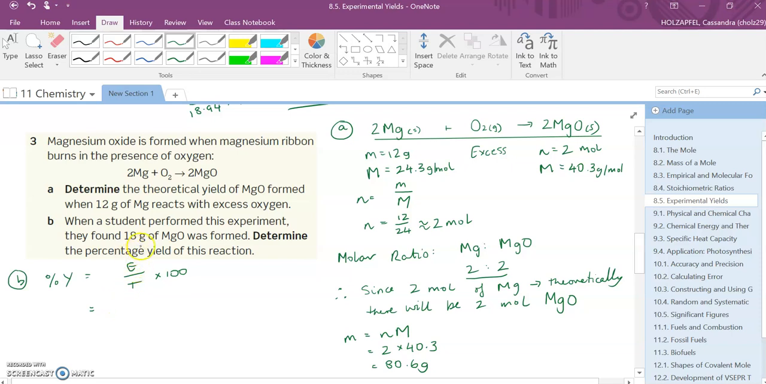So what was the experimental yield? 18 grams. So 18 divided by 80.6 times 100. Just going to quickly pop it in my calculator.